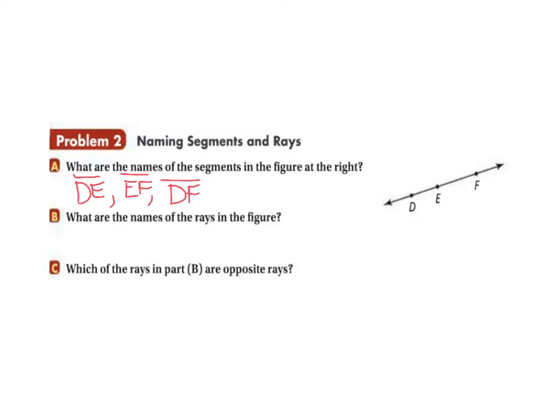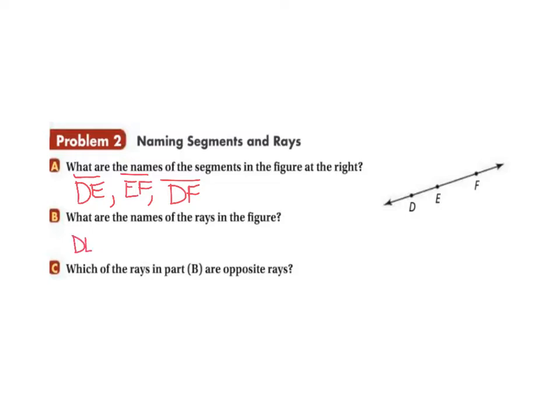A ray, remember, has an endpoint and then goes forever in the opposite direction. And there's several that we could do here. I'm going to try to do this in an organized way. I'm going to start right here at D, and I'm going to say it goes forever this way. So I could write that as D going towards E, so I could write ray DE. I could also write ray DF. That would really be the same ray, but it would just be different ways to write that.